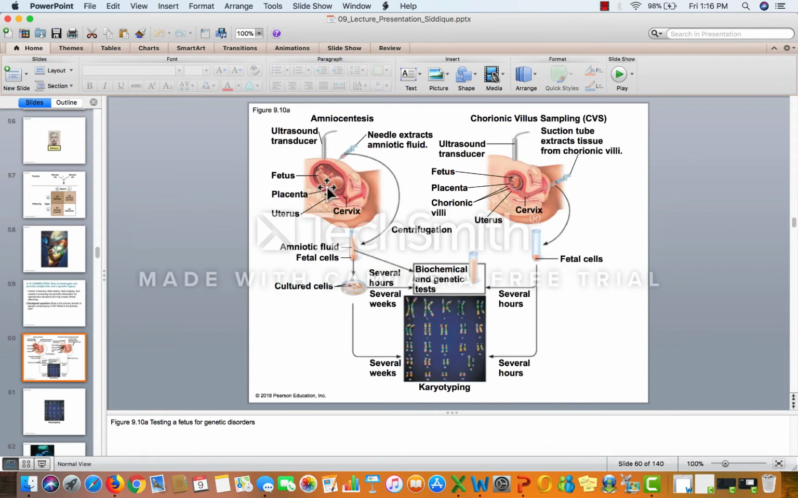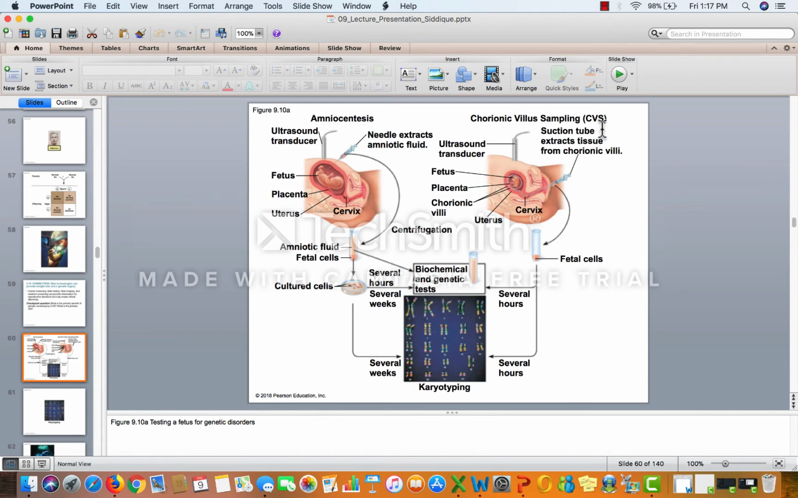So here is the cute little fetus sitting inside the cervix. We have the placental wall, and then obviously the vagina, which is the external genitalia and the birth canal, right? If you do an amniocentesis, you extract fluid out of the amniotic sac while guiding it with an ultrasound. With that extraction you gather a lot of fetal cells, and after several weeks of testing, you can determine the karyotype, right?